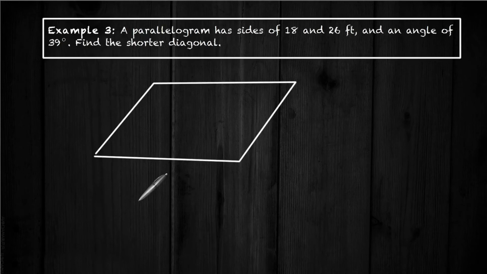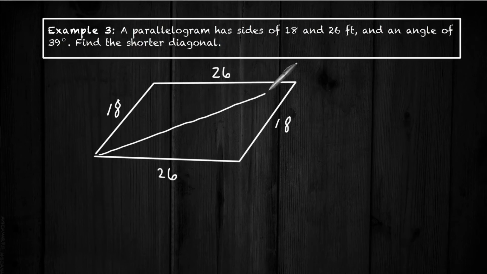Parallelogram. Not the best looking parallelogram, but you get the idea. And so the shorter sides are 18 and 18. The longer sides are 26 and 26. Now we have two diagonals. We have one that is longer than the other. So that one would be this one.